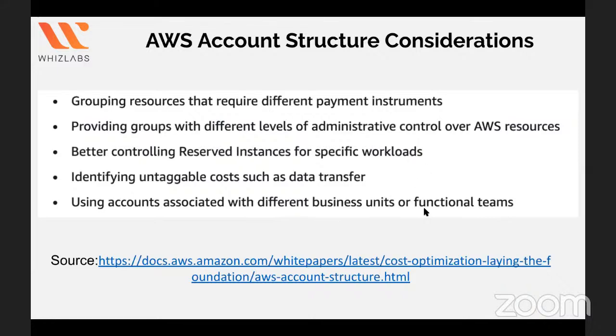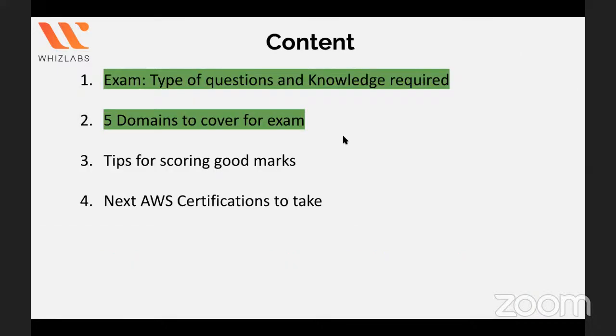So this is a feature of AWS Organizations where you can put your accounts into different business units or different functional teams. Okay. Now I have covered all the four domains. I'm sorry for the typo here. Okay. And now I'll be sharing the tips for scoring good marks. And next is the certification you should take.